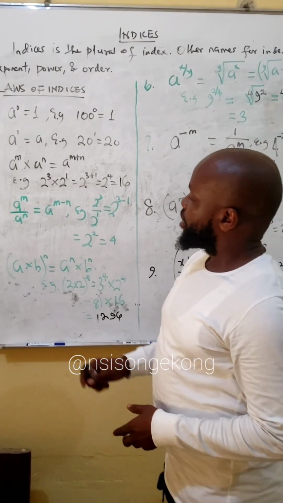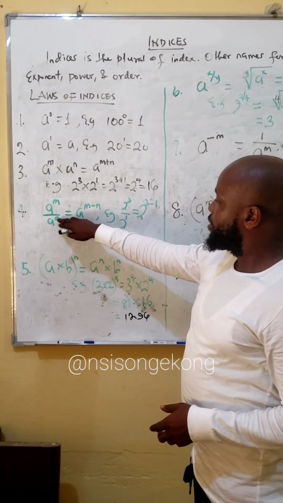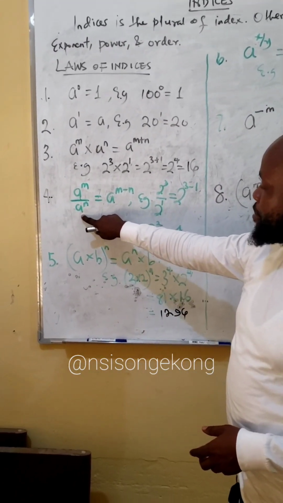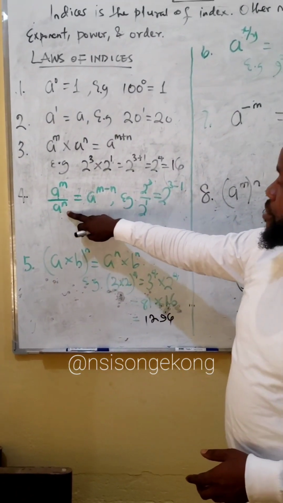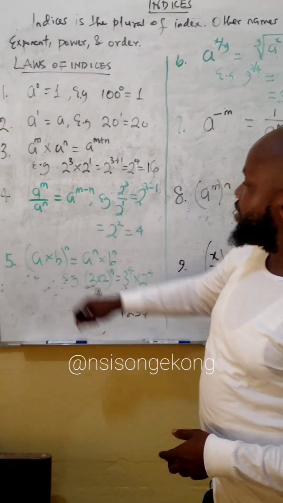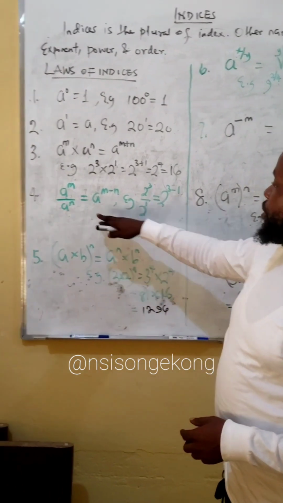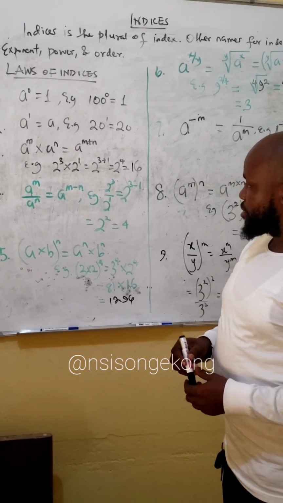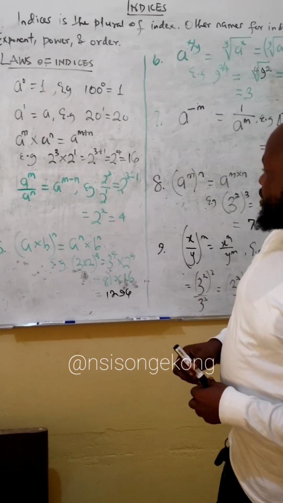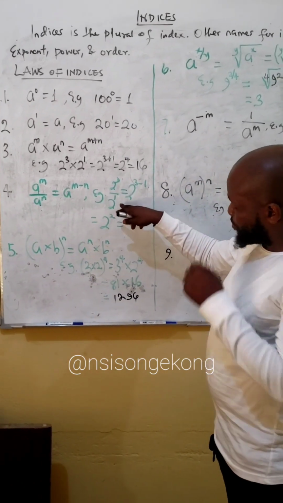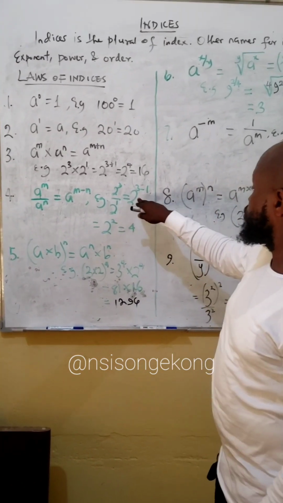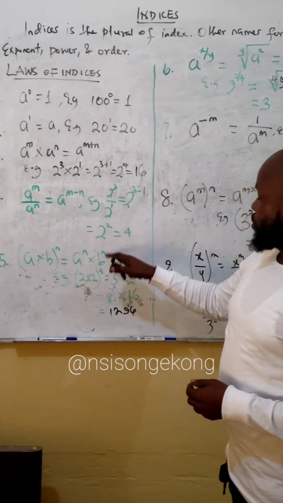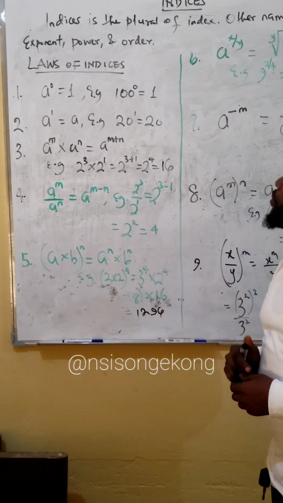The fourth law says that if we have another number, a, raised to an index m, and divided by the same number a raised to another index n, then that is equal to that number raised to the difference of the two indices. So we have 2 raised to the power 3 divided by the same 2 raised to the power 1, which is equal to 2 raised to the power 3 minus 1. And that's equal to 2 raised to the power 2, which is 4.